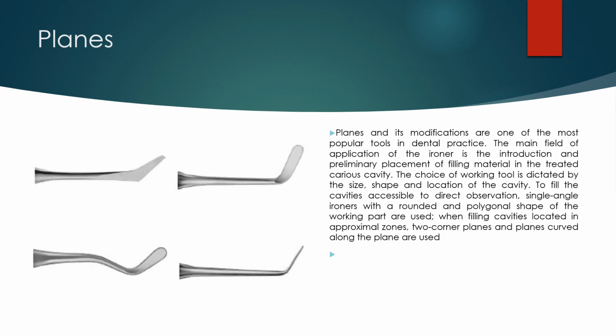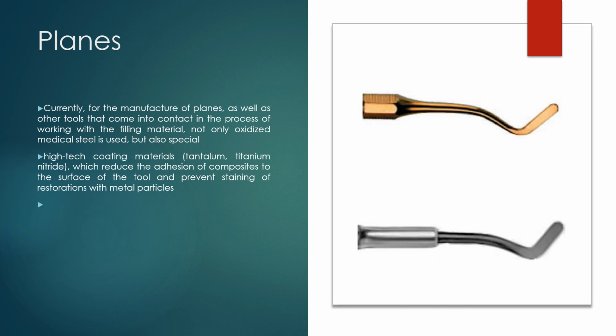Planes. The planes and its modifications are one of the most popular tools in dental practice. The main field of application of the plane is the introduction and preliminary placement of filling material in the treated caries cavity. The choice of working tool is dictated by the size, shape, and location of the cavity. Currently, not only oxidized medical steel is used for the manufacture of planes, but also special high-tech coating materials, which reduce the adhesion of composites to the surface of the tool and prevent staining of the restoration with medical particles.